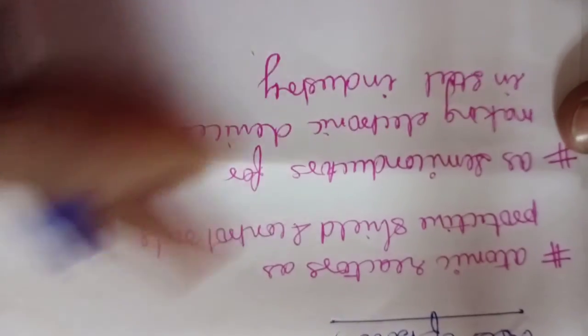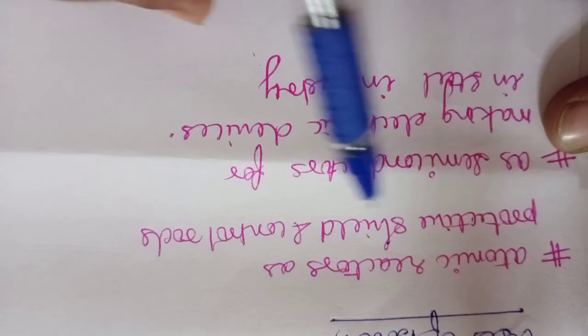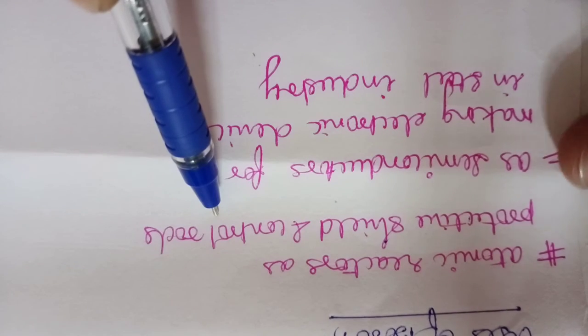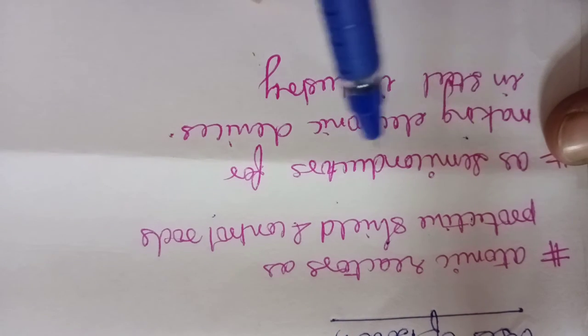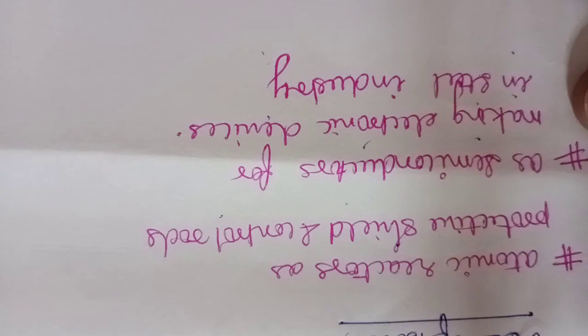And lastly, we are going to study the uses of boron. Boron is used in atomic reactors as a protective shield and as control rods. As well, it is used as a semiconductor for making electronic devices, and in the steel industry.